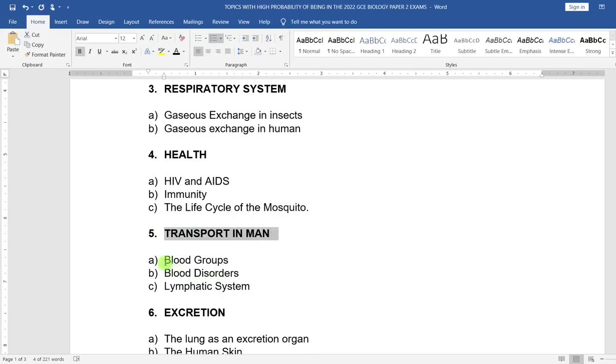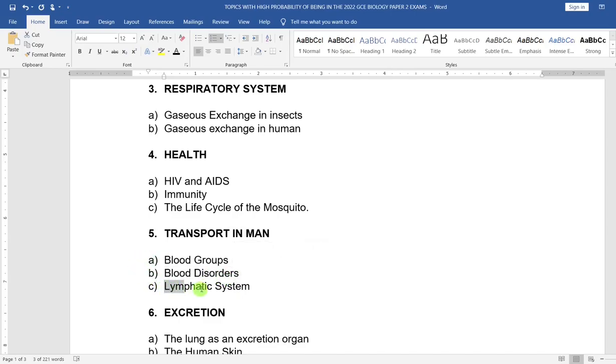Under transport in man, you need to look at the blood groups, the different kinds of blood groups. And then transfusion of blood, also here you need to know which blood group can be transfused to which blood group and which one cannot be transfused, which one is called the universal blood group or donor, something like that. And again, you need to study also here under blood disorders such as sickle cell and other blood disorders which are there.